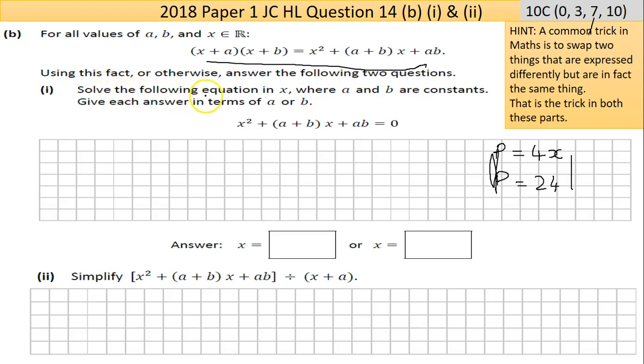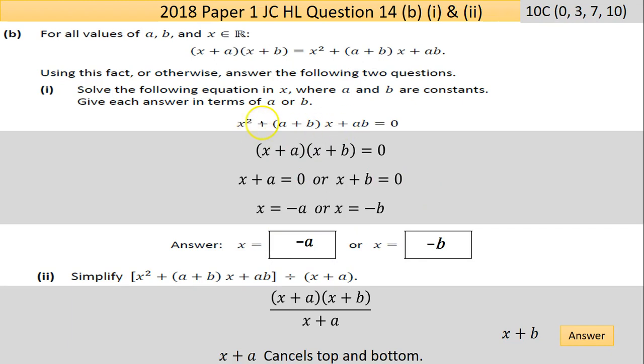So part 1, solve the following equation in x, where a and b are constants, this means they're numbers. Give each answer in terms of a or b. We get a space here for the answers, basically. So I'm going to flick onto the answer here, but basically, if you cop that this is this, once you cop that, you can swap them. So if you swap them, you then have an expression times expression gives 0. That means that one of these expressions must be 0, because otherwise you wouldn't get 0 as an answer. Or maybe both of them are.